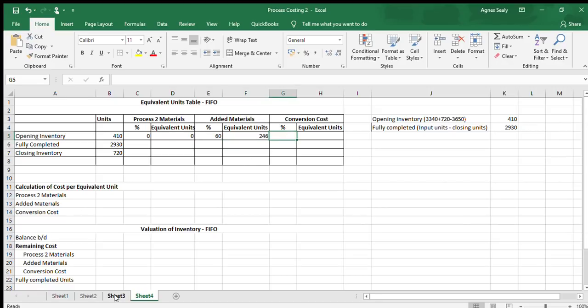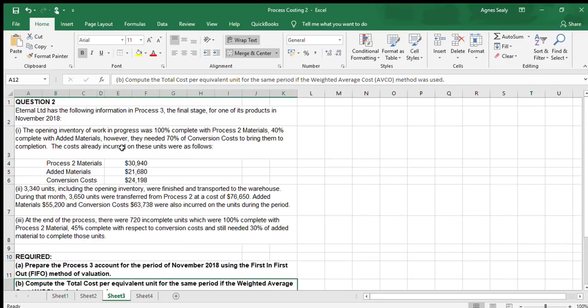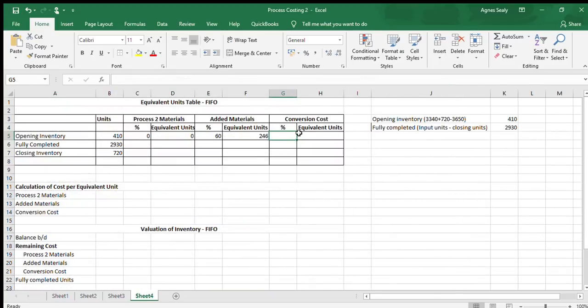For the conversion, it states that they needed 70% of conversion costs to bring them to completion. So they're telling us how much they need to complete with reference to conversion, 70%. So we enter the 70%. And that is 70% of the 410 units, which is 287 equivalent units. With reference to fully completed, these are always 100% complete. So we enter that 100 right away.